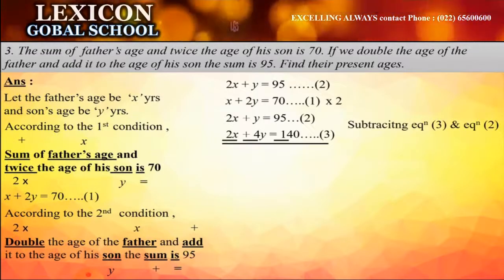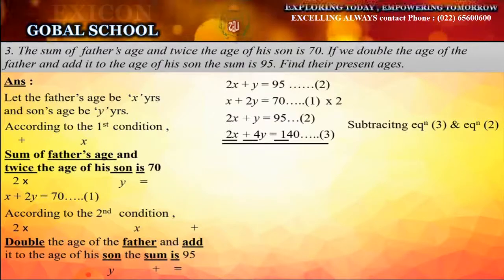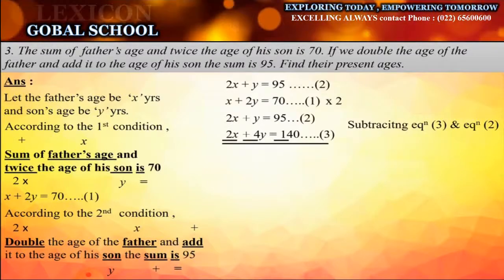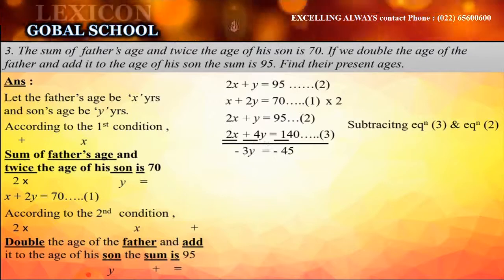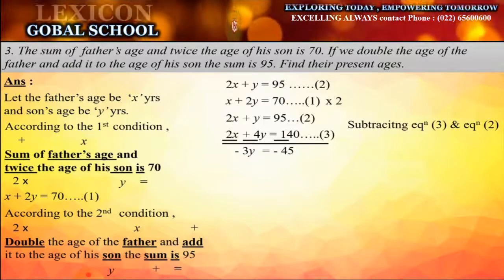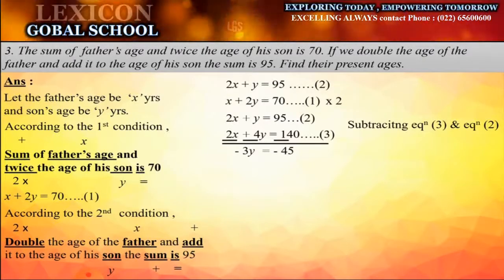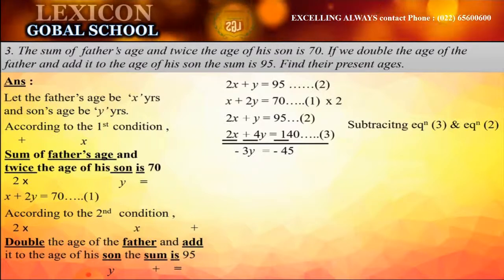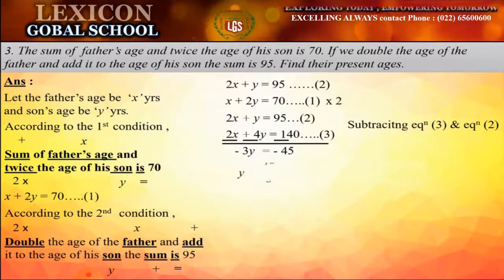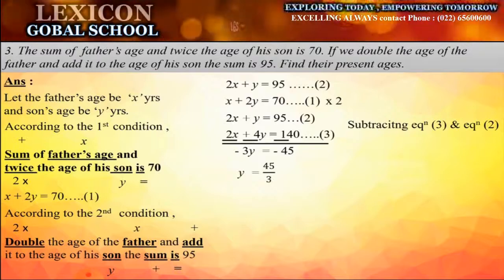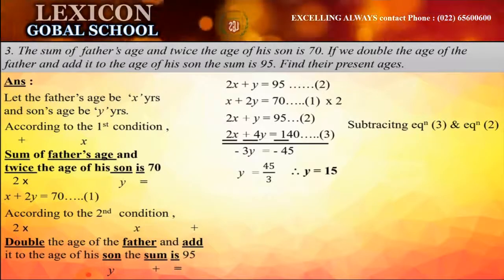Therefore, now we have obtained a new sign. 2x minus 2x, x gets eliminated. Y minus 4y will give me minus 3y. 95 minus 140 will give me minus 45. Therefore, y is equal to 45 upon 3. Y is equal to 15.